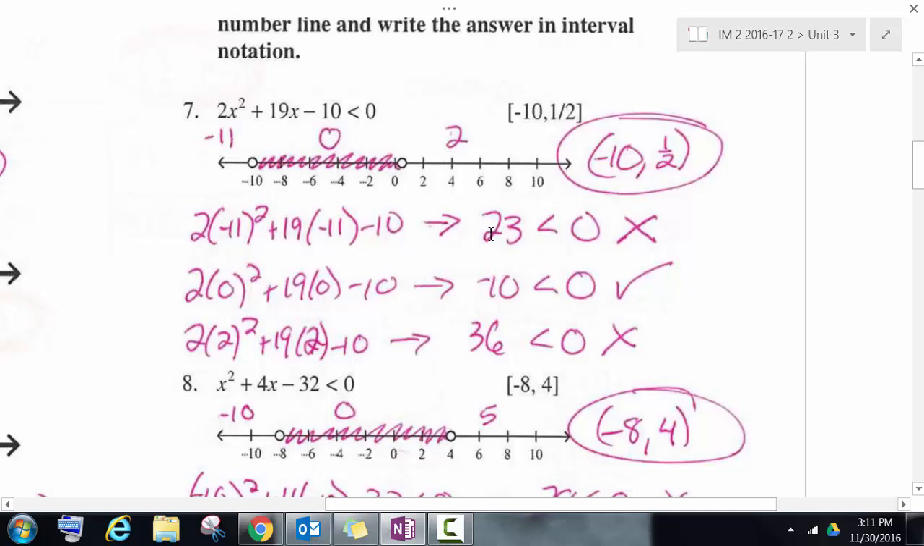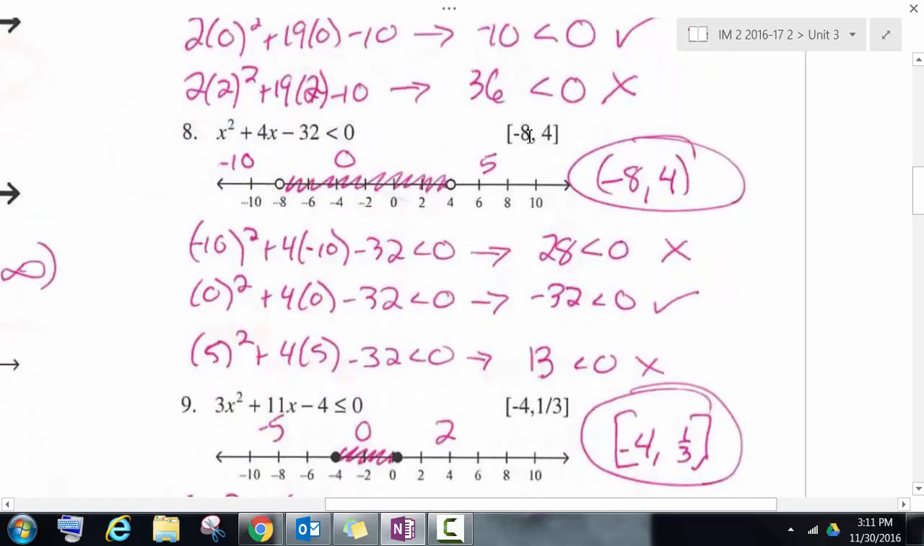So negative 11, when we plug in, gives us 23. 23 is not less than 0, so that's not right. If we plug in 0, we get negative 10. Negative 10 is less than 0, so that's right. That's a check mark. We plug in 2, we get 36. 36 is not less than 0, so that doesn't work. So 0 is where all our answers are, so it's in between the two sections. So how do we write the interval notation? From negative 10 to 1/2, because that's what those zeros are, and they're both parentheses because they're open circles.